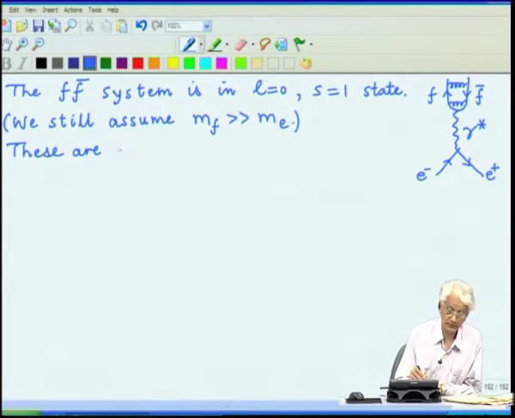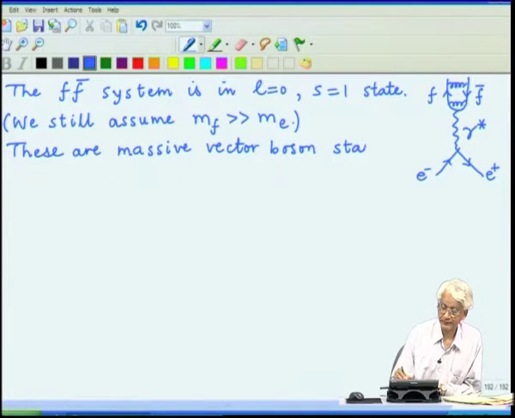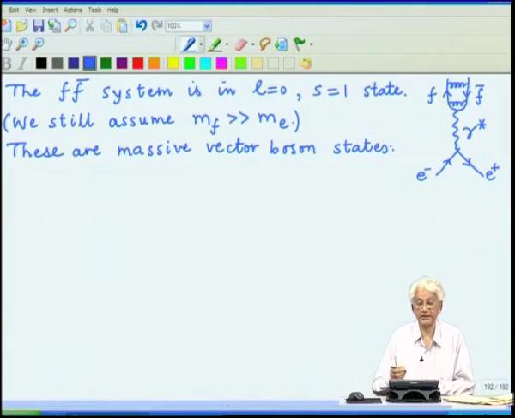are called massive vector boson states, and these are the ones which are often the first states to be seen whenever a new particle antiparticle threshold is crossed. They are the easiest to observe because of the various conservation laws involved, and we are looking at the dominant contribution in that particular case.